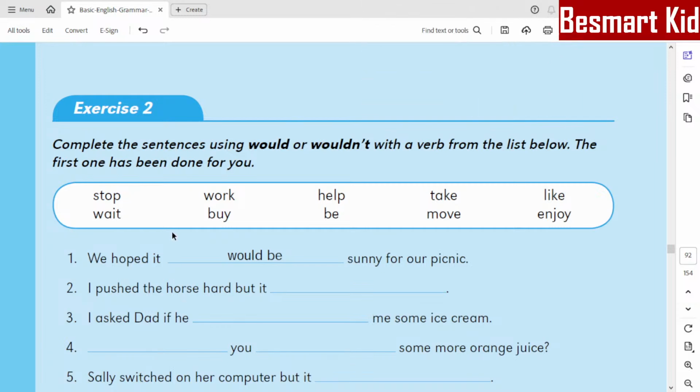So now we have exercise 2. Complete the sentences using would and wouldn't with a verb from the list below. The first one has been done for you.